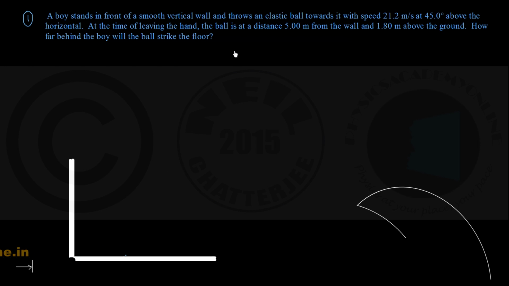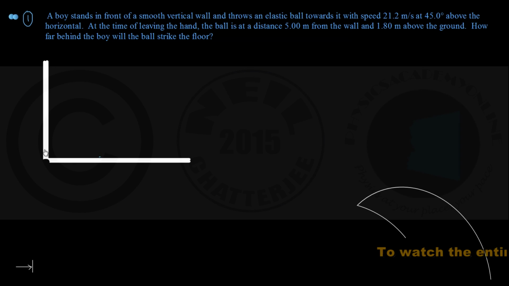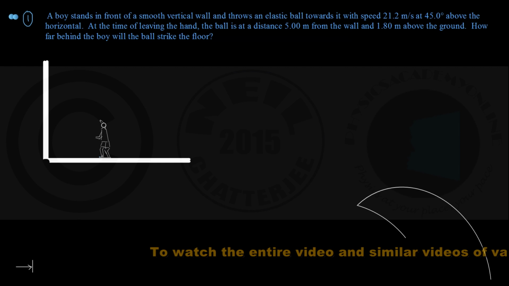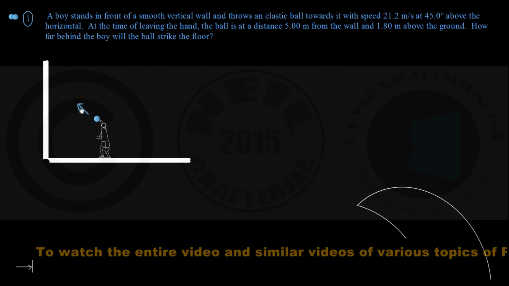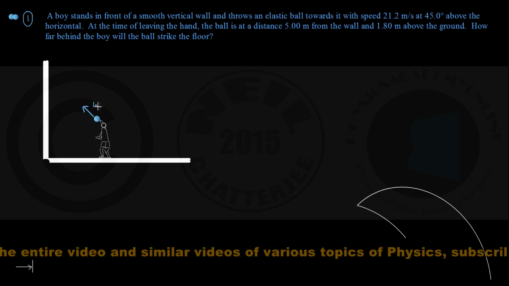A typical question in projectile motion. Let us first understand it with the help of a figure. We shall put this problem in difficulty level 2. Here is the horizontal floor and the vertical smooth wall you can see. And suppose the boy is initially standing at this position with his face towards the wall. He is throwing a ball with an initial velocity vector u, shown by this blue arrow.